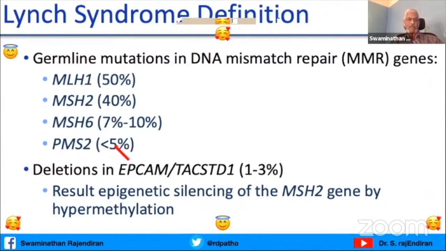The brackets give the incidence in Lynch syndrome. Or deletion in EpCAM, or TACSTD1. This is as a result of epigenetic silencing of MSH2. Hypermethylation happens in MSH2 that causes deletion in EpCAM. This is the definition. Please remember: germline mutation, and there are 4 members in the MMR.